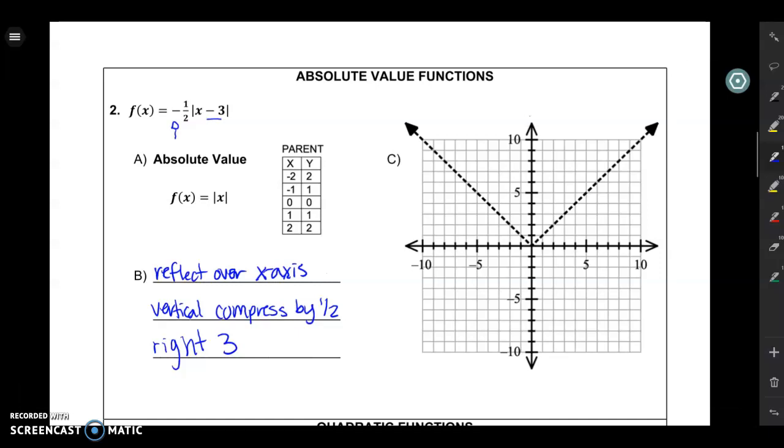So if I reflect this graph over the x-axis, then it's going to look just like an upside down V. Okay, so that's my reflected graph. I'm going to switch to green and I'm going to do the vertical compression. So if I vertically compress by 1/2, it means that all these points are going to be half the distance that we used to go.